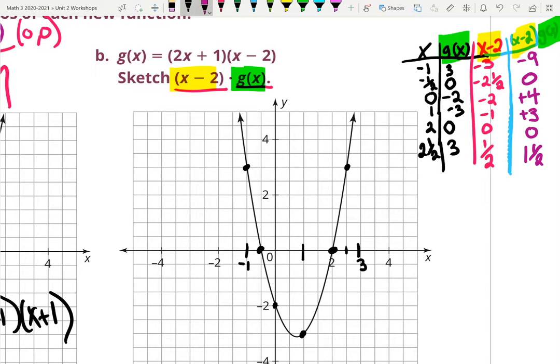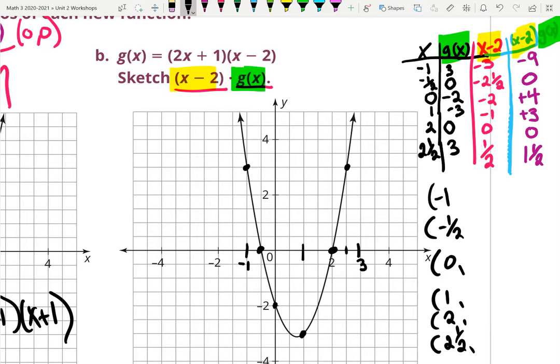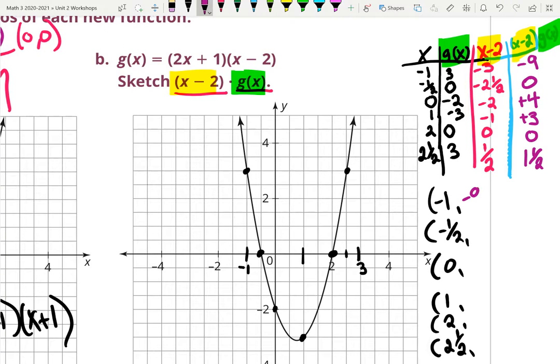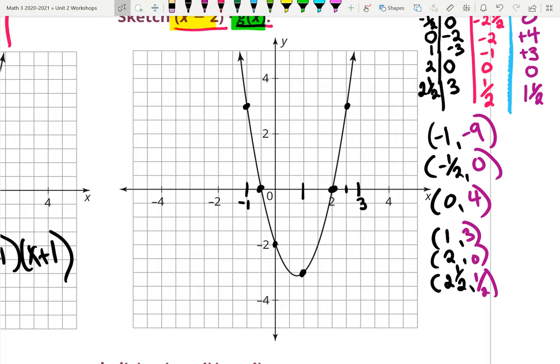Okay, the data that I got, these inputs are the same. I'm going to figure out the y component for each of these by looking at the final product. So I'm setting up my list. When x is -1, the cleaned up answer is -9. 0, 4, 3, 0, and 1/2. Now to sketch it, I'm going to graph this. -1, -9 is going to be completely off of the graph. So at -1, -9, it is going to be way down here.